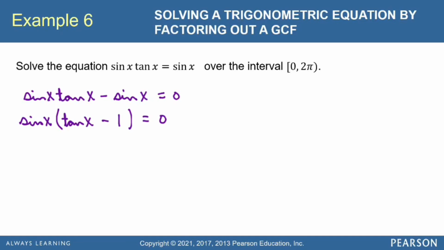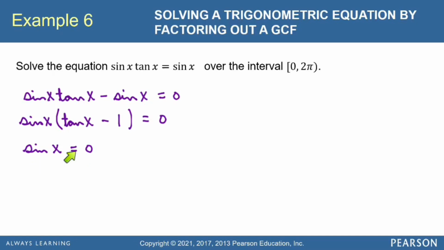Okay, now we have sine of x times this parentheses equals 0. So we say, since this equals 0, either sine of x equals 0 or tangent x minus 1 equals 0. And we'll solve that in a minute, but right now let's work with sine of x equals 0.